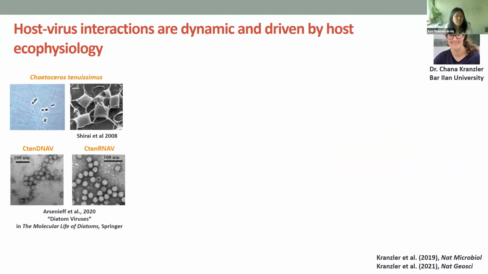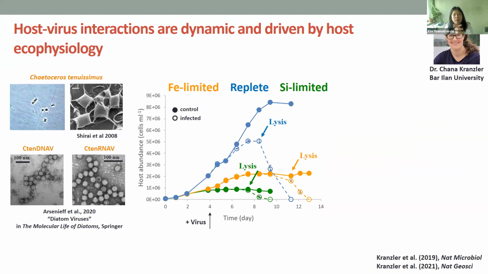So this was work that was done by my former postdoc, Hannah Kranzler, who is now a professor or senior scientist at Bar-Ilan University. And we started doing this work in a host virus model system that we have using the diatom Chaetoceros tenuissimus, for which we have two viruses that infect it. We have a single-stranded DNA virus and a single-stranded RNA virus. And one of the things Hannah did was she just grew Chaetoceros under different nutrient limitation scenarios.